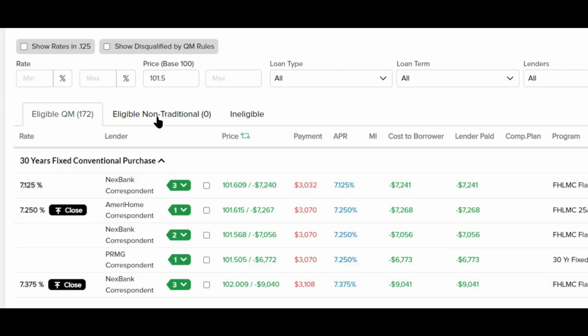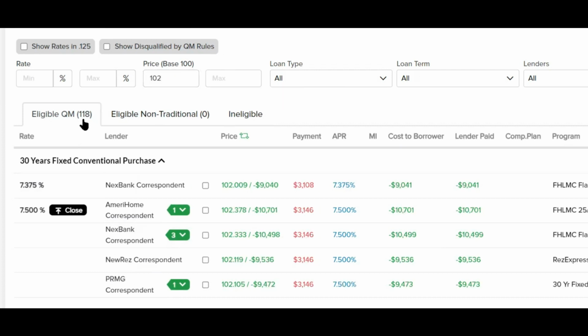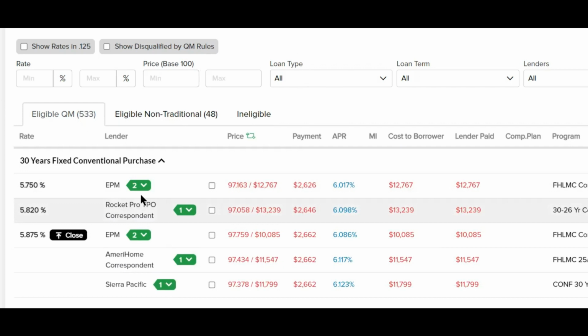Let's go on to something else here. So with this, I don't know if you noticed this, but there's fewer eligible products when I change the compensation amount. If I go to 102, it'll change. Now the eligible products are 118, right? Non-QM, there's none because they're not providing that type of compensation on this type of deal. If I left this completely open and didn't put anything in there, now it's going to bring in all the rates again, back down to this 5.75.